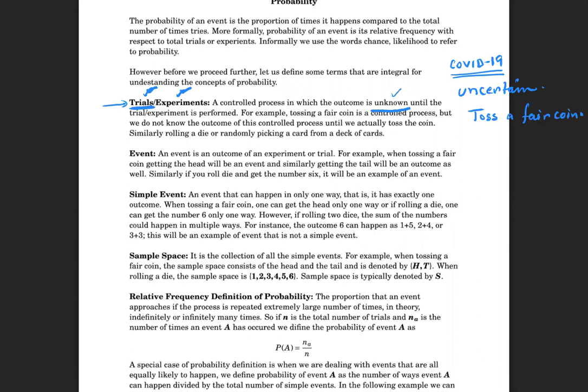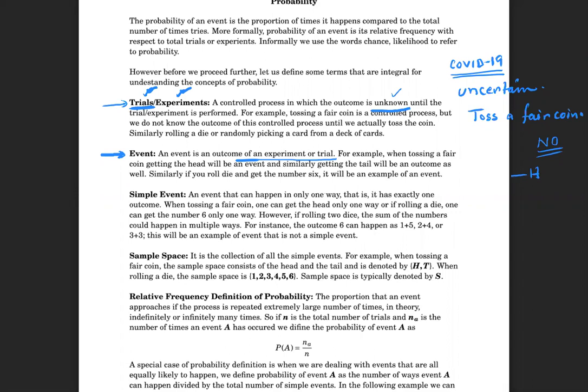In that case, before you toss the fair coin, do you know what the outcome is going to be? For sure, the answer is no, we do not know. You don't know what the outcome is going to be for that particular trial. So the process of tossing a coin is the trial or experiment, okay? An event is the outcome of an experiment or trial. So when you are tossing a fair coin, it's a trial or experiment. Getting a head is the outcome.